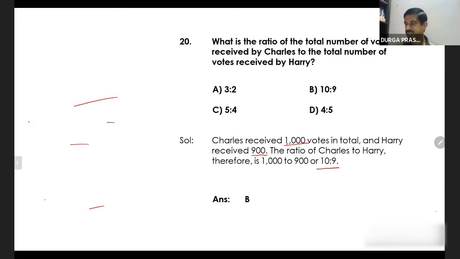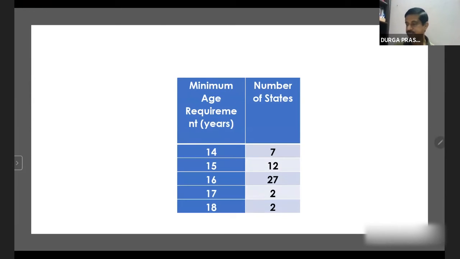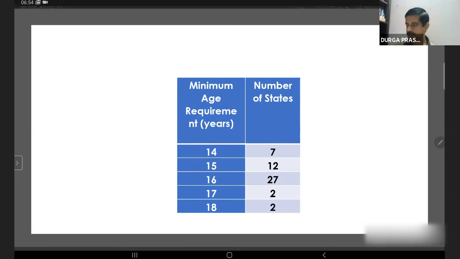Let's go to the next question. Yeah. This is the data. The minimum age requirement.